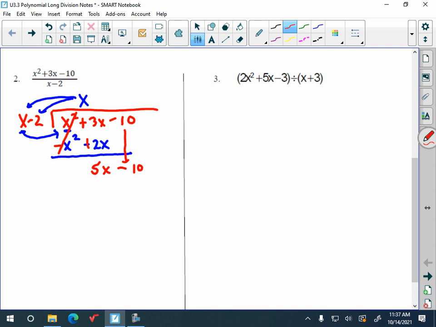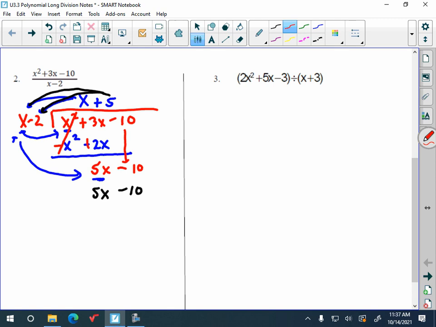Now the process just repeats itself. Right? So now you're looking at the x on the outside and the 5x. And you're asking yourself, what do you have to multiply x by to get 5x? 5. And it's positive 5, so we're going to put a plus 5 on top. And we're going to take that positive 5 and distribute to the x and the negative 2 again. So 5 times x is 5x, and 5 times negative 2 is negative 10.